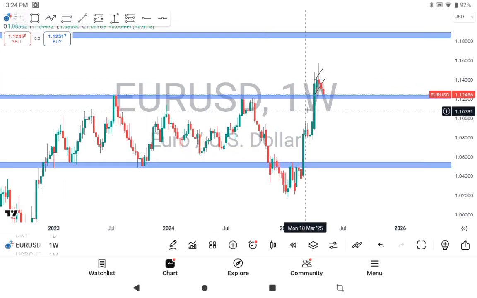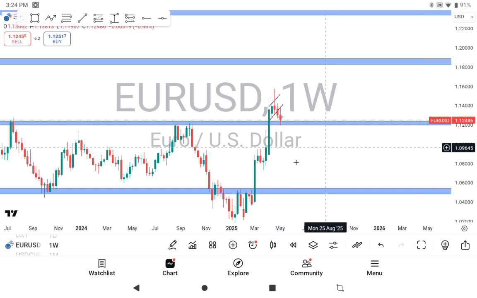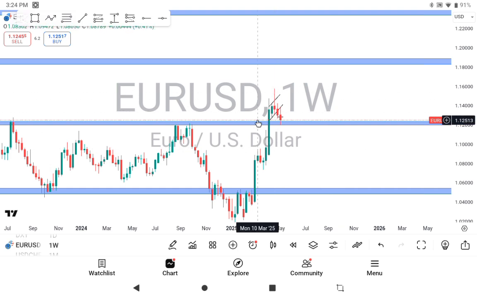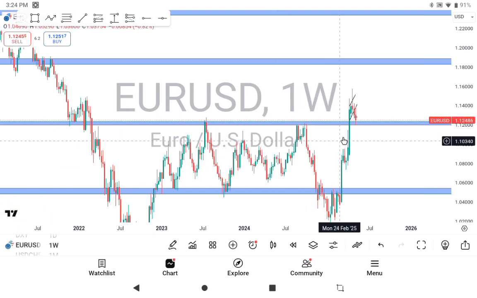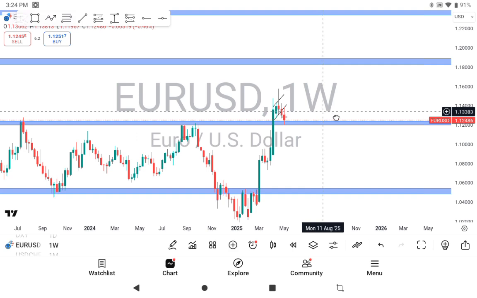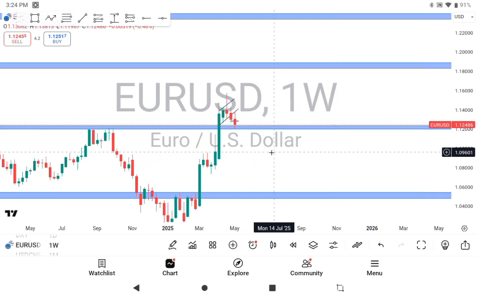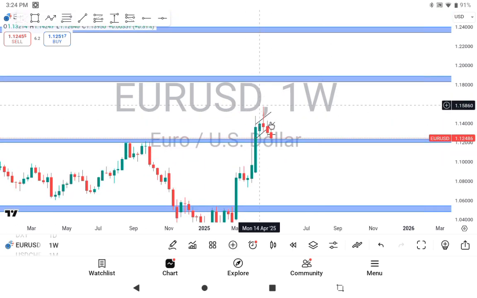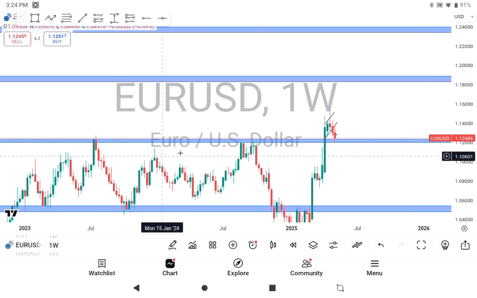So I was expecting EURUSD to sustain inside this level right here, and probably drop down, and EURUSD just broke and closed above this level right here. The previous level of resistance has now turned support. Now on the weekly time frame, it took 3 weeks for this pullback to happen after EURUSD price broke out of this previous level of resistance.